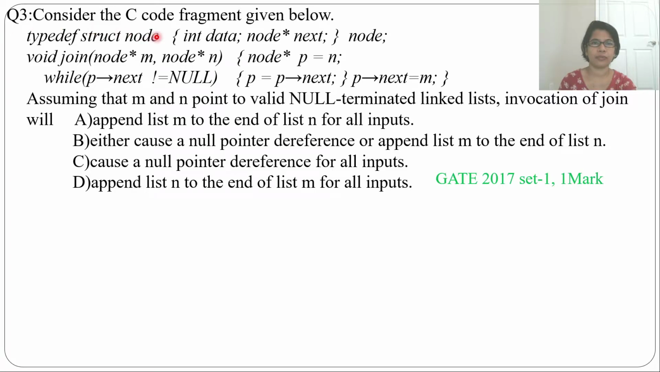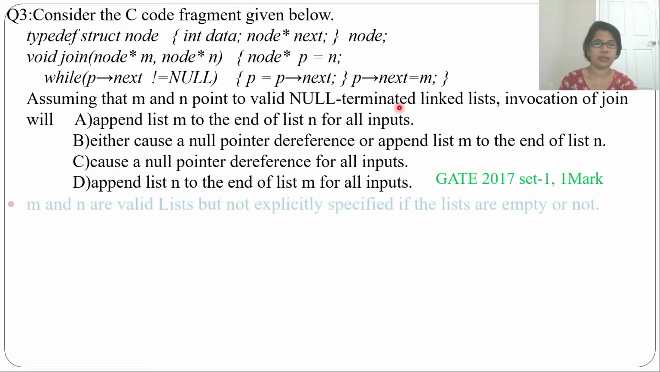Consider the C code fragment given below. So one C code is given. Assume that M and N point to valid null terminated linked lists. Invocation of join will... So null terminated linked list means the last node's link part is null. But here it is not specified anything about whether M may be null or N may be null. It's just written that it is a null terminated linked list.